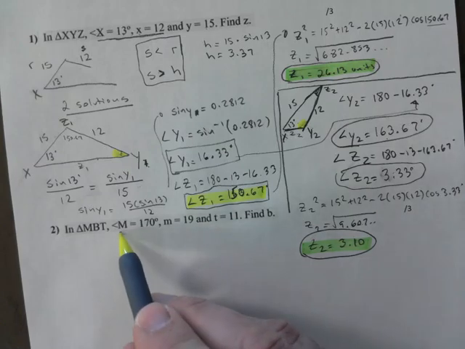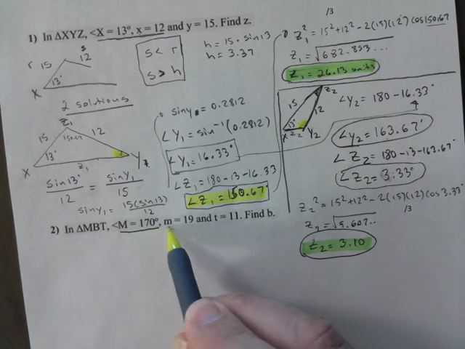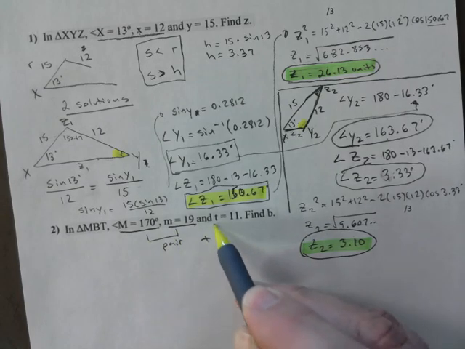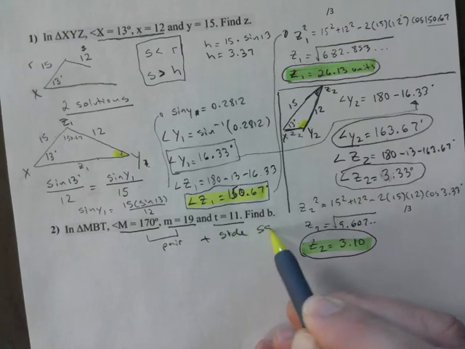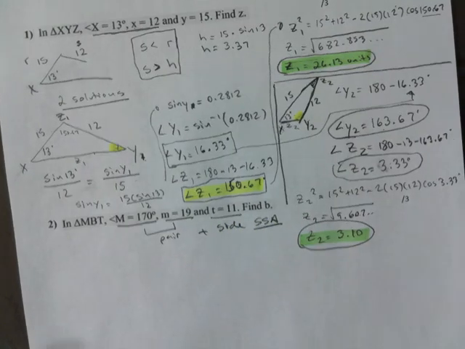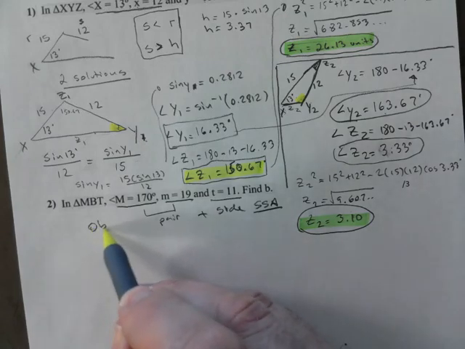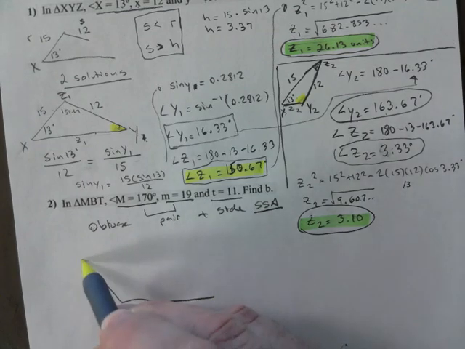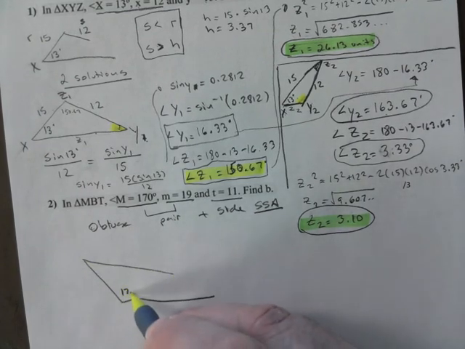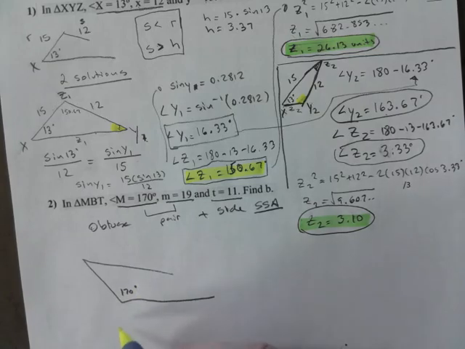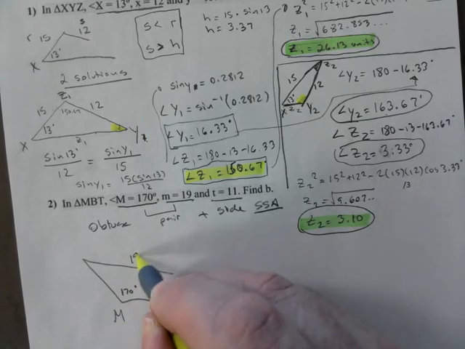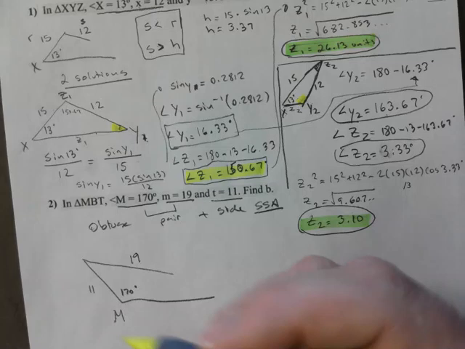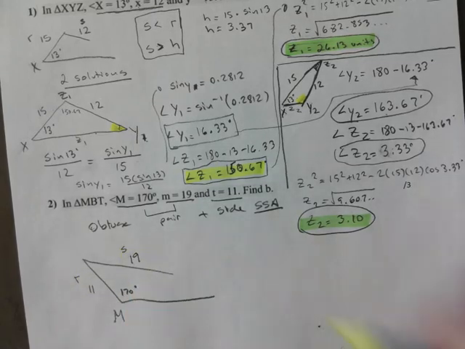Question 2 is what? Is it SSA? There's your pair plus another side. So it's SSA, you know for sure. Okay? But this is an obtuse angle. So I want you to draw it like this. So this is 170 degrees. And that's angle M. So side M is over here. And side T is over here. Okay? We're going to call this rod and string.